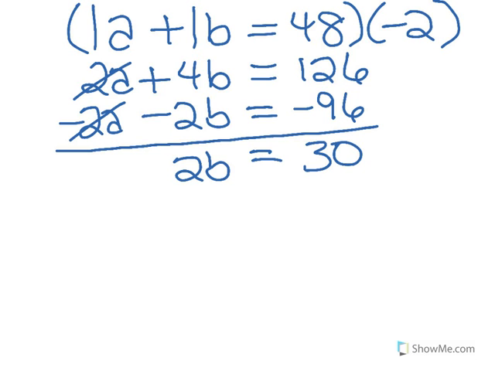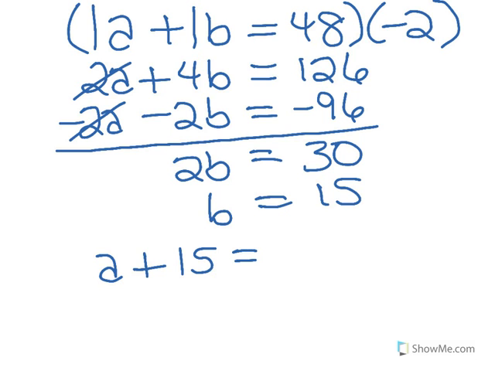Now, I simply divide both sides by 2. B is 15. We sold 15 adult tickets. Well, how many student tickets did we sell? That first equation is very convenient. We know that we sold a total of 48 tickets. Well, if we sold some student tickets, and we also sold 15 adult tickets, and we sold a total of 48 tickets, then subtracting 15 from both sides tells us that we sold 33 student tickets.